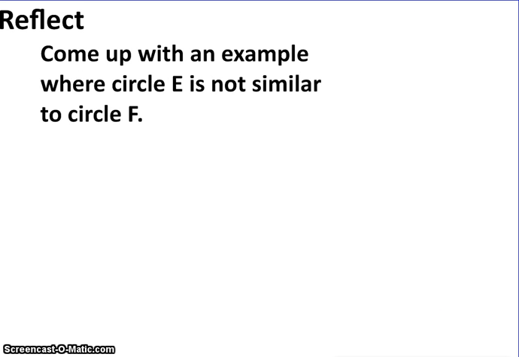So, can you come up with a circle E that is not similar to circle F? Pause and think a minute. This is actually a trick question. There isn't one. The reason why is that all circles are similar. Basically, all circles, if I have a radius of 1 or 2 or 3 or 4, it's the same shape, just a different size, isn't it? So, all circles are similar.